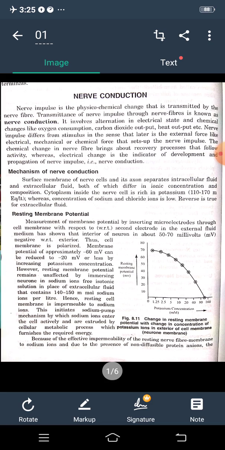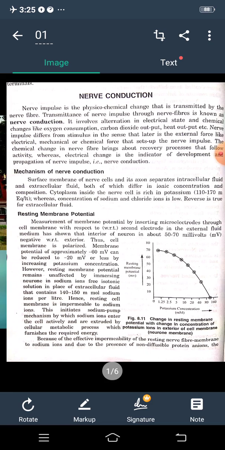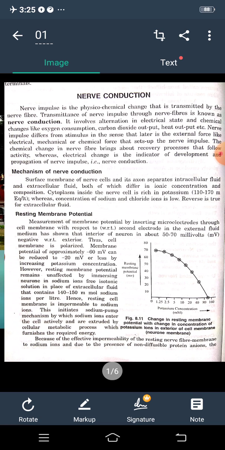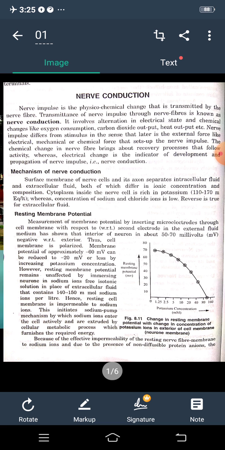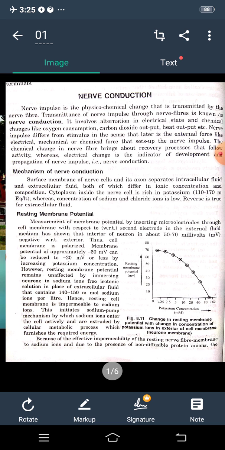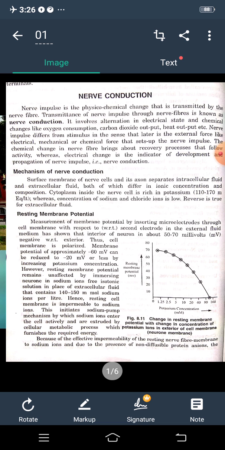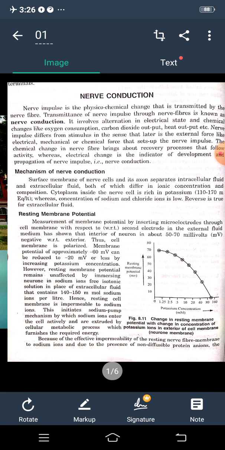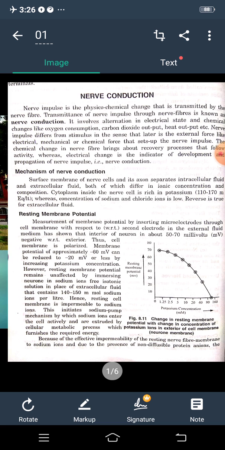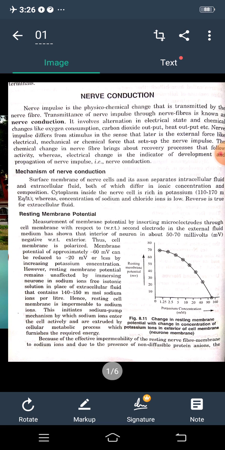Now we discuss the mechanism of neuroconduction. The surface membrane of nerve cells and its axons separates intracellular fluids and extracellular fluids, both of which differ in ionic concentration and composition. Cytoplasm inside the nerve cell is rich in potassium, 110 to 170 milliequivalents per liter, whereas the concentration of sodium and chloride ions is low. The reverse is true for extracellular fluids.